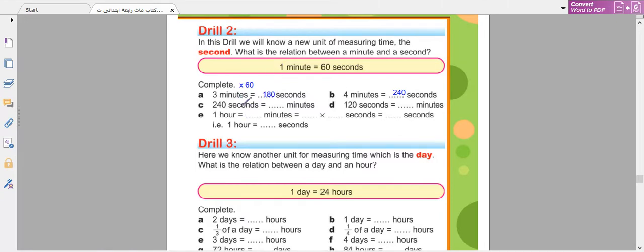We will divide by what? By 60. Yes, 60. If we divide 240 by 60, we will find out the result is 4 minutes. 120 seconds equal, if we divide 120 by 60, the result will be 2 minutes.